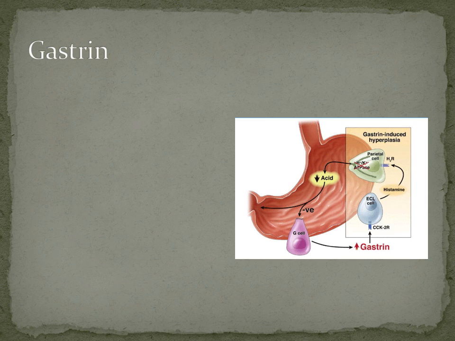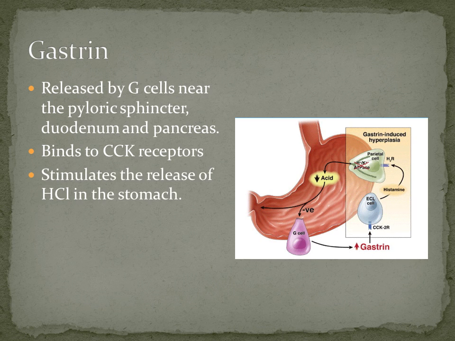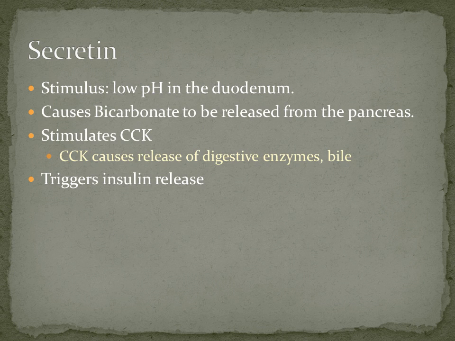I talked about gastrin, which is going to be stimulated by protein release into the stomach, and how it's going to cause the release of the acid and the digestive enzyme pepsin. The path by which it does this is by clicking on the CCK receptor on an ECL cell. That is going to release histamine. The histamine binds to an H2R receptor on the parietal cell, and that's going to cause release of the acid. And of course the stimulus is protein.